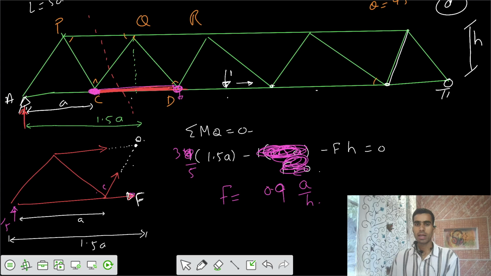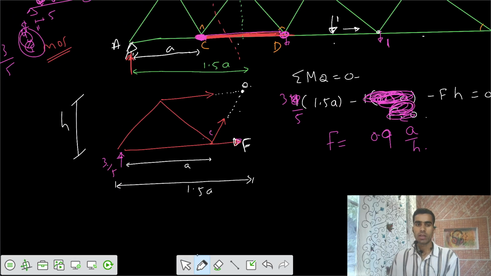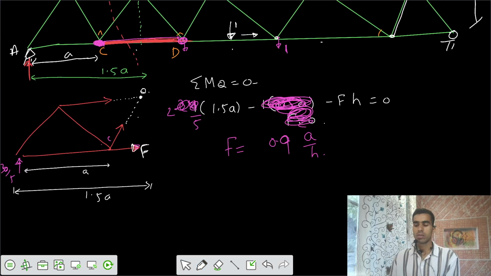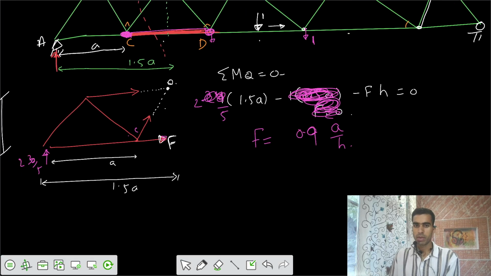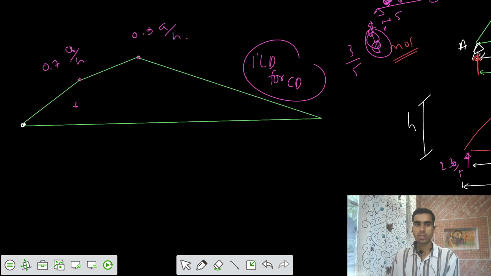Now, if you still want the load to be placed at this point, if I place the load here, the reaction would be 2 by 5th. And you solve for that: 2 by 5th of 1.5. That would be 0.6 times a by h. So this would be 0.6, and that means the ordinate here is 0.6 a by h.